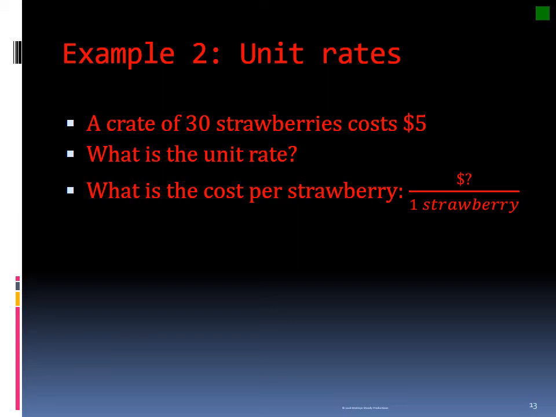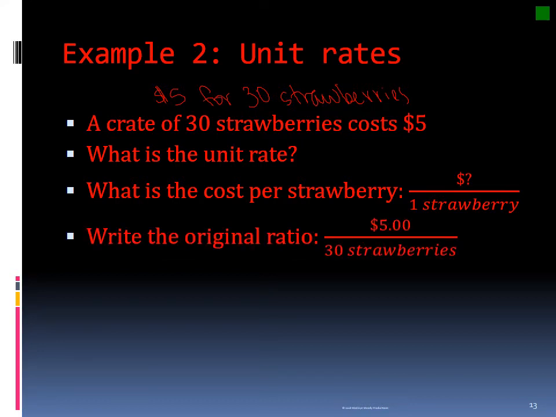And this really should say a crate is $5 for 30 strawberries, because we're looking at ratios, so order is important. So it really should say there's a $5 crate of 30 strawberries, or a crate costs $5 for 30 strawberries, rather than 30 strawberries for $5. So we're still doing the unit rate here. We still want the cost per strawberry.